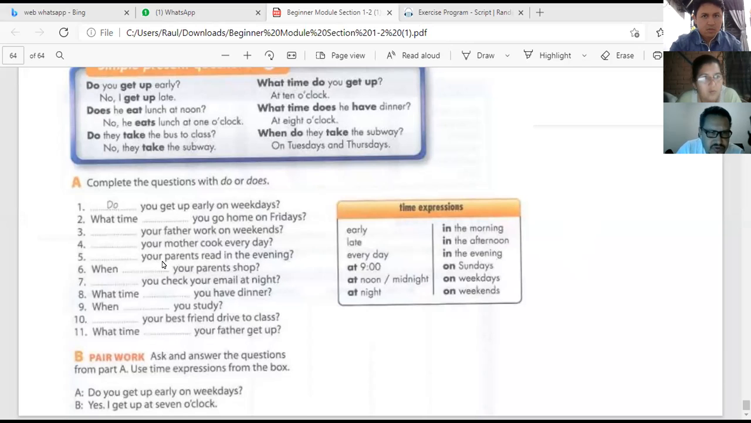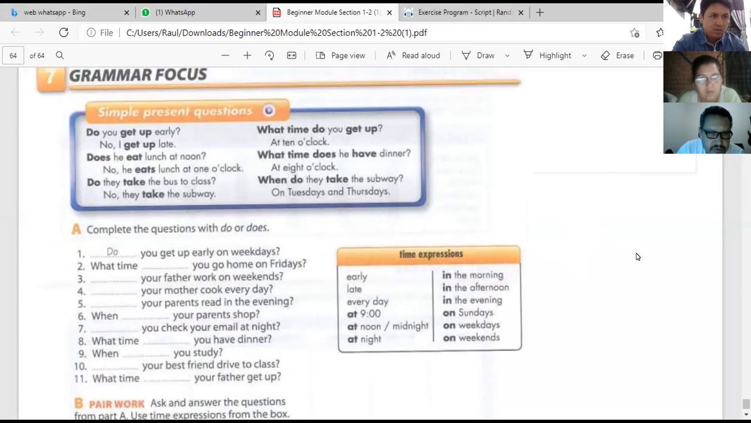Time expression, deberíamos de encontrar lo que está aquí en el A. We do or does. When you get a, what time? What time? Aquí sería solo de en la A, solo ocupar do o does. Sería what time. En la parte A tenemos que ocupar do o does. Entonces, en el 1 se ocupa do you get up, porque está preguntando. Entonces dice what time do you go.